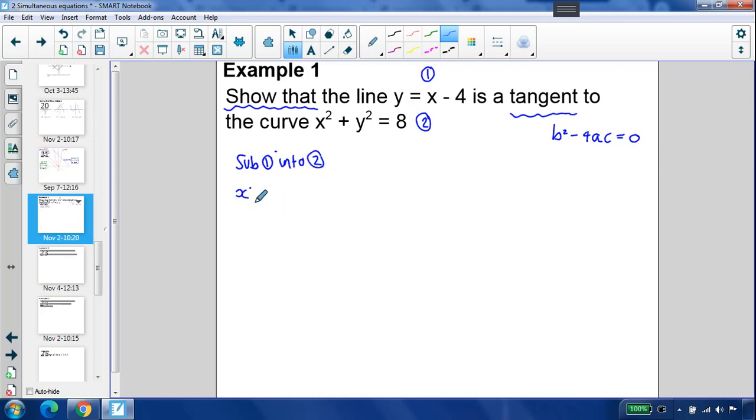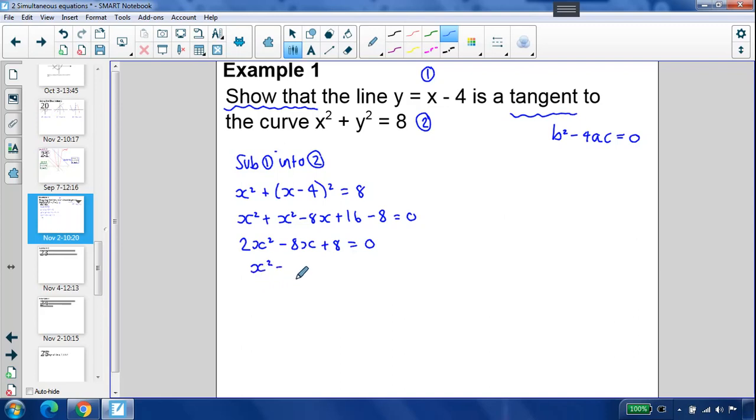So I'll have x squared plus (x minus 4) squared equals 8. Let's expand. So x squared plus x squared minus 8x plus 16. And I'll move the 8 over, minus 8 is equal to 0. Let's collect like terms. So 2x squared minus 8x plus 8 is equal to 0. You can work from here. I'm just going to go ahead and divide by 2, like so.